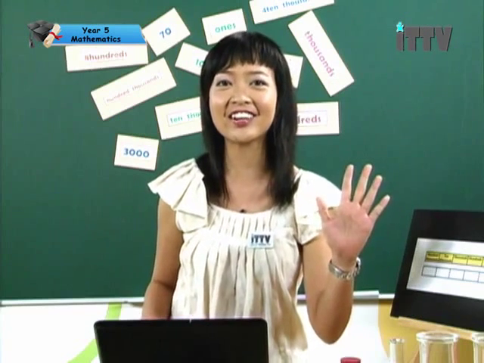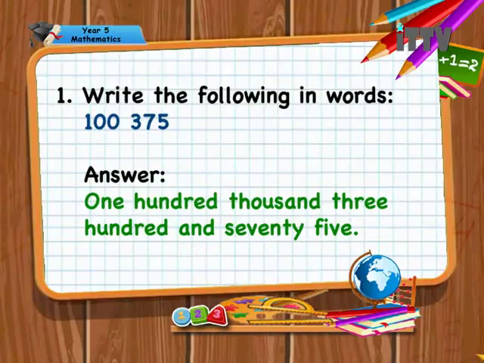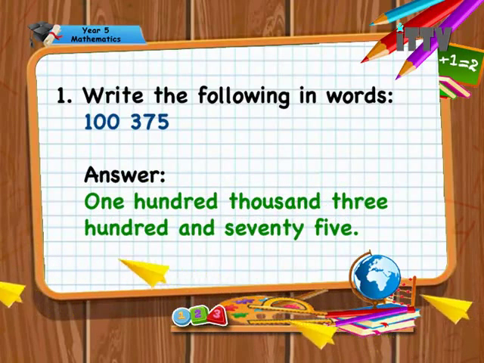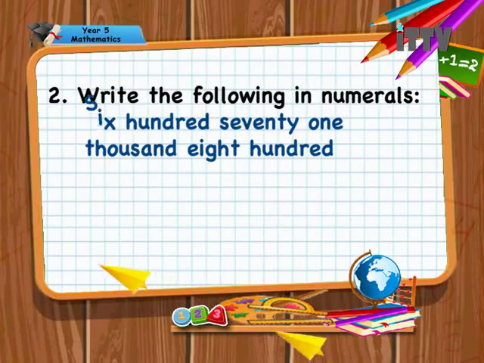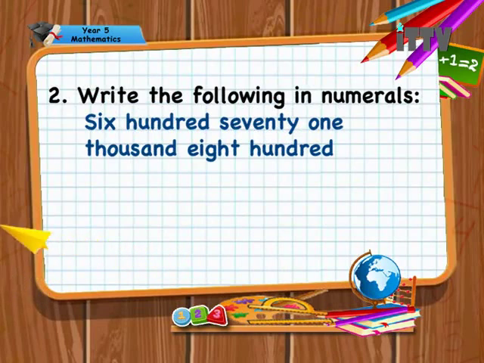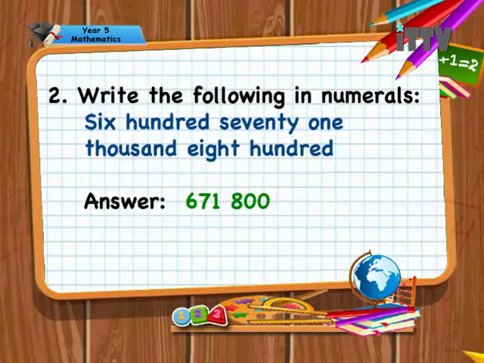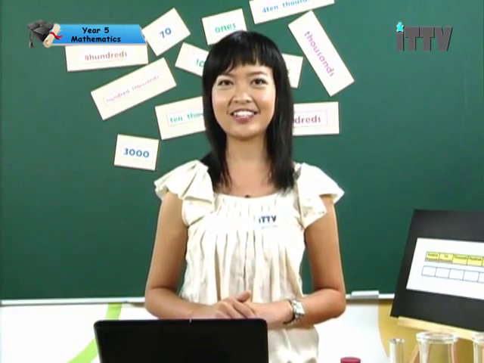100,375. Now who has the answer? Aha! Is your answer the same as mine? 100,375. You got that right? How about the second question? Write the following in numbers. 671,800. Got your answers ready? Is it this one? 671,800. That is 671,800.